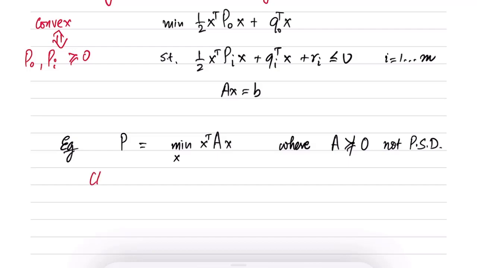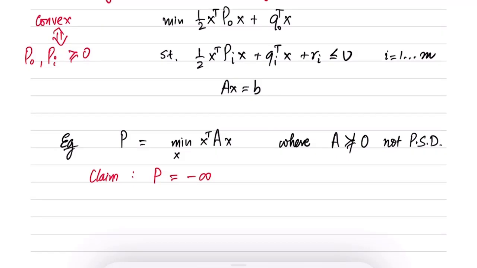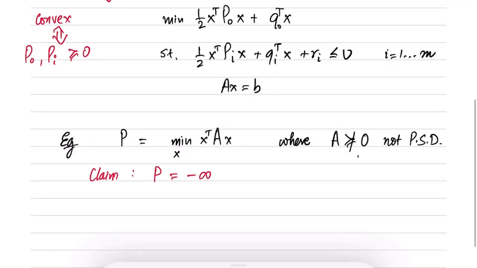The claim is that p* is equal to minus infinity. Remember our notation? We said that a problem solution is minus infinity if it is unbounded below. So how can we say that this is minus infinity? Since A is not PSD, this must imply that there exists an eigenvalue of A, let's say the minimum eigenvalue of A, which is less than 0. It has to be, because otherwise if the minimum eigenvalue is greater than 0, then the matrix would be positive definite. So there has to be an eigenvalue which is less than 0.